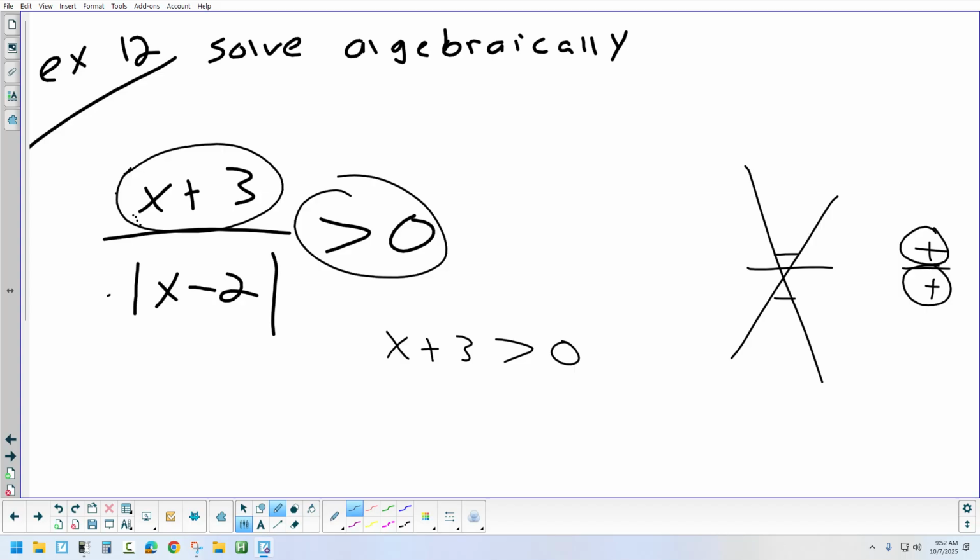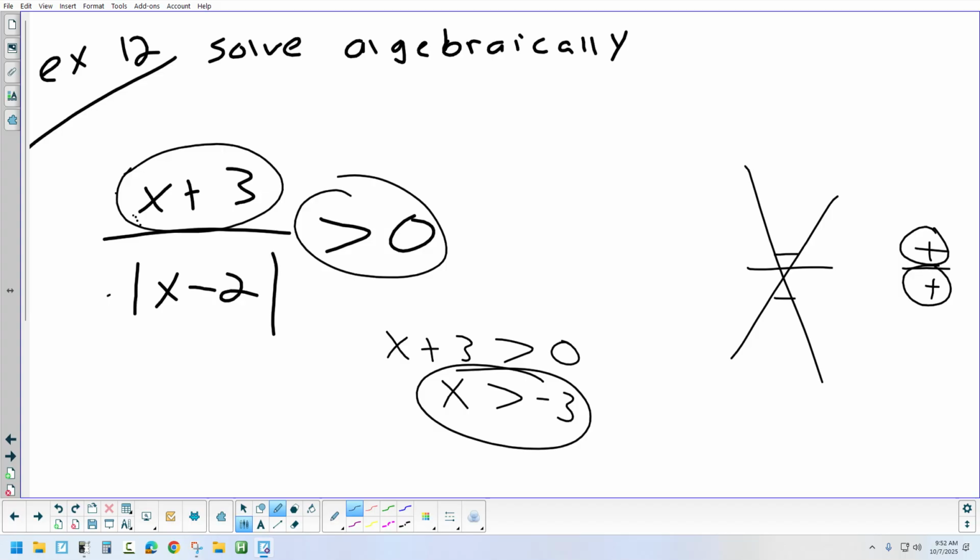What kind of numbers could you pick that would make the top positive? Anything greater than negative 2. Anything greater than negative 3. Oh, is 0 considered a positive? No, because it's not equal to, right? 0 is not a positive.